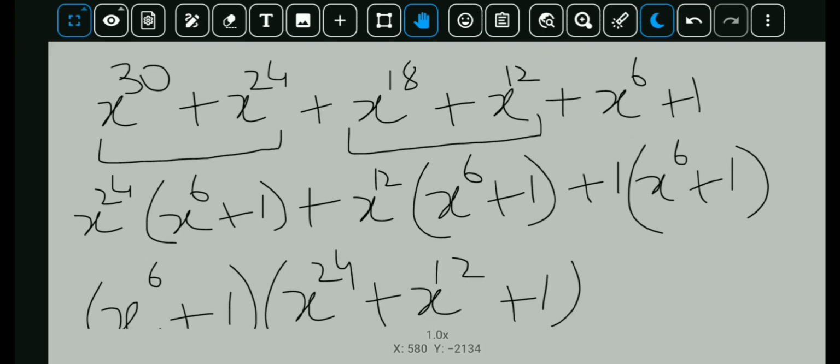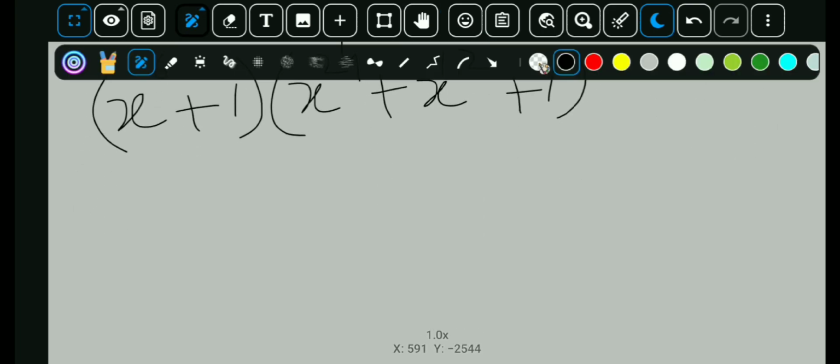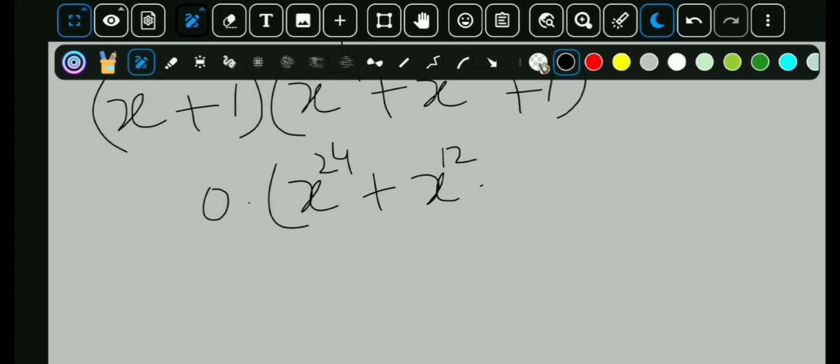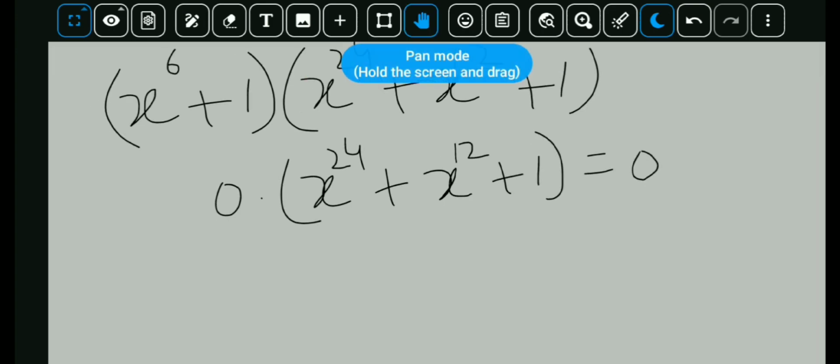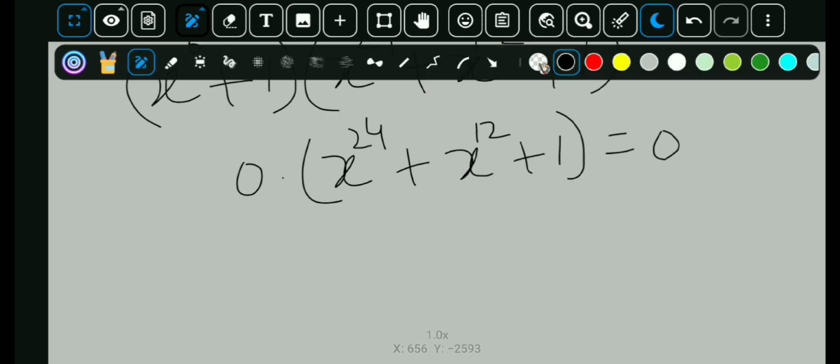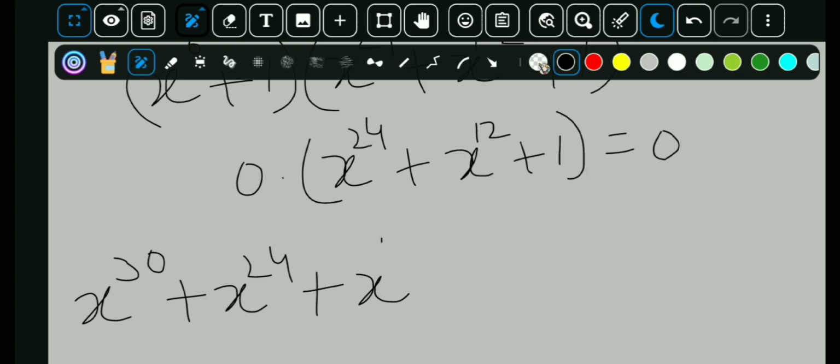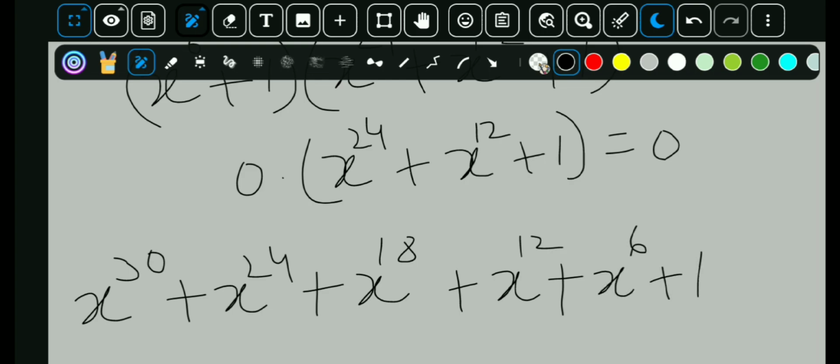Now we can put this value in the given equation, and thus the question is solved. So it will be like 0 into x raised to the power 24 plus x raised to the power 12 plus 1, which is equal to 0. Therefore the answer to the question, that is x raised to the power 30 plus x raised to the power 24 plus x raised to the power 18 plus x raised to the power 12 plus x raised to the power 6 plus 1, is equal to 0.